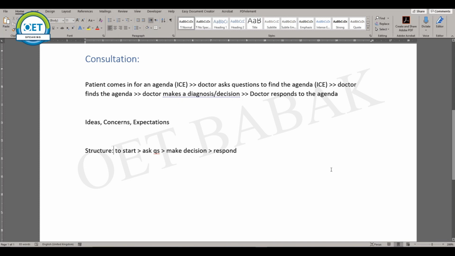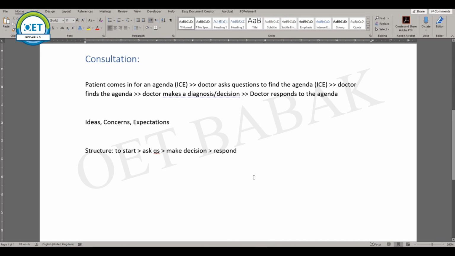Okay. Now, for you, because you're experienced doctors, this is not a big deal. This happens all the time. But what is important is to do this more consciously, to stick to the structure. Okay. Because then that is 40 marks basically.